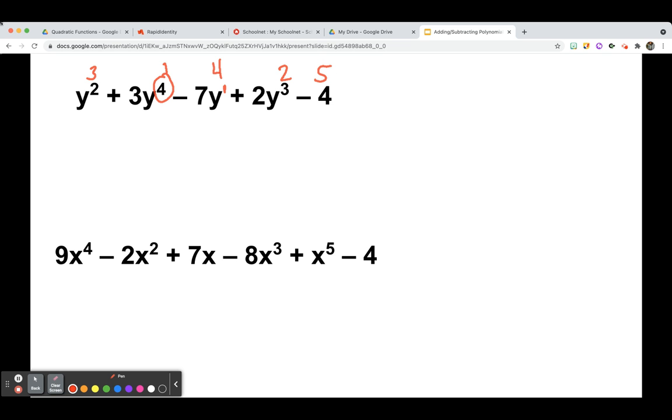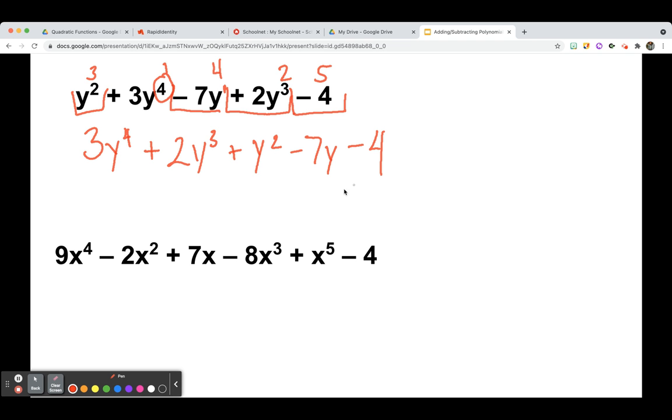So I'm basically just going to rewrite these and put them in order. 3y to the fourth power would go first. Second would be positive 2y to the third power. As you notice, I'm taking whatever sign it is with it. Then third is positive y to the second power. Fourth, I'm going to say subtract 7y. And then fifth is going to be subtract 4. As you can see, my exponent should be going down in descending order, or decreasing, down to no exponents.